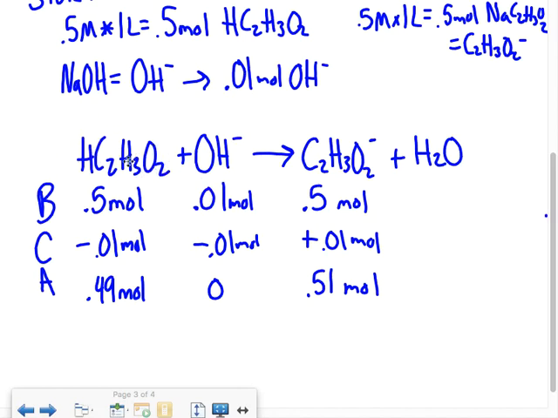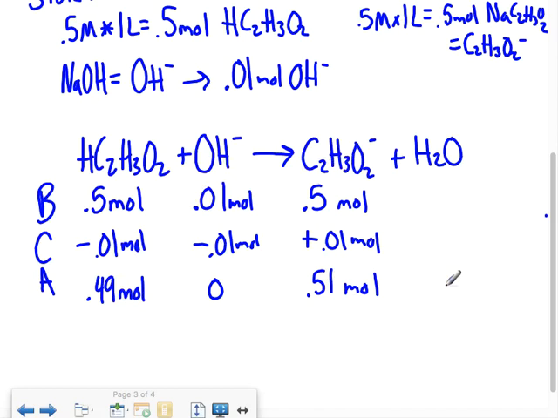So we started off with equal molarities of weak acid and its conjugate base, but after we added some base to it, we have a little less acid and a little more base. But instead of having strong base, we have a weak base because the hydroxide all reacted away. All right.